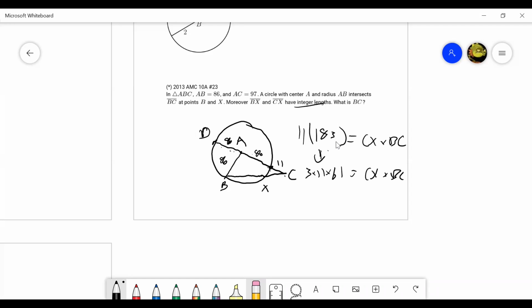And now triangle inequality can be used to show that CX right here, for example, if we draw this length, which is 86, the diagram isn't great, but you'll see that CX has to be greater than 11. If it's not, that means that AXC would not be a real triangle. This means the only possibility is CX is 33 and BC is 61. So then the final answer would be BC is equal to 61. So yeah, power of a point.